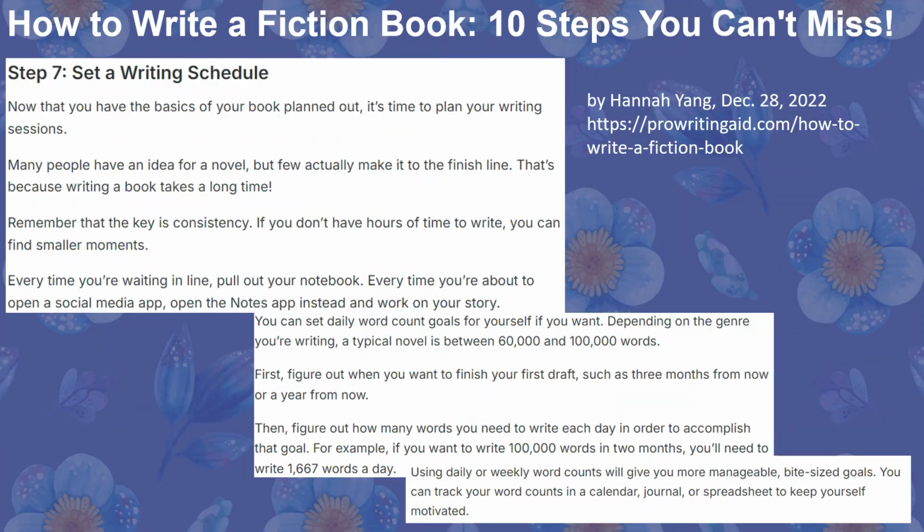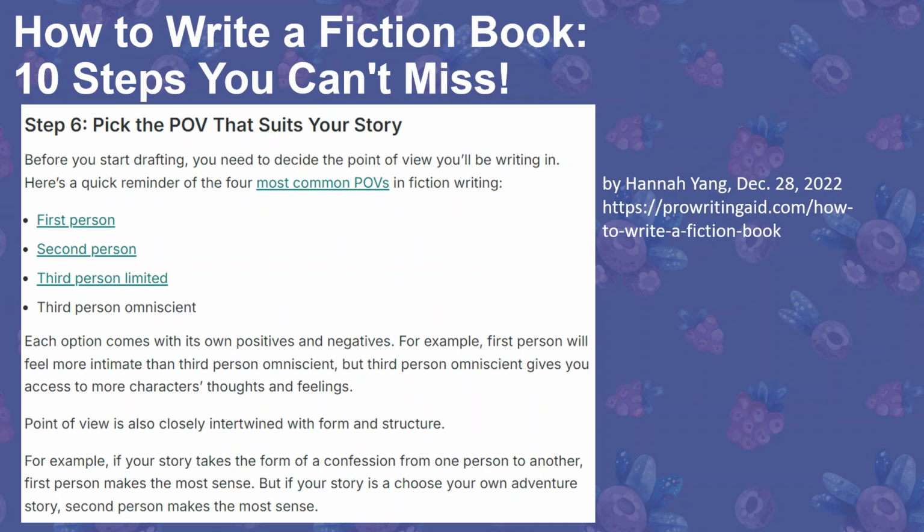Anyway. Oh, that was step 6. Step 6 is just this. So they do have articles linking to first person, second person, and third person limited, but not third person omniscient, which I find kind of interesting.